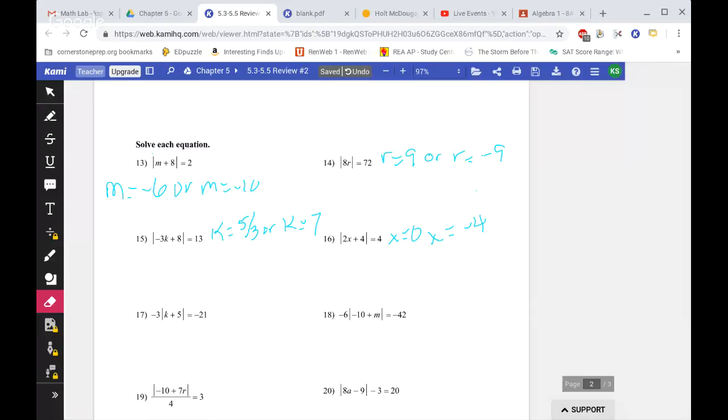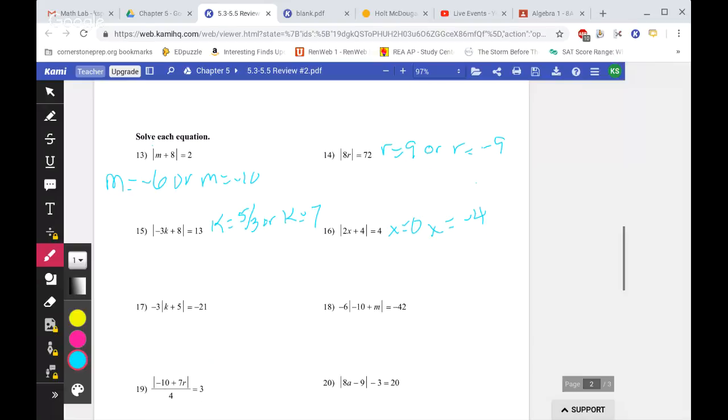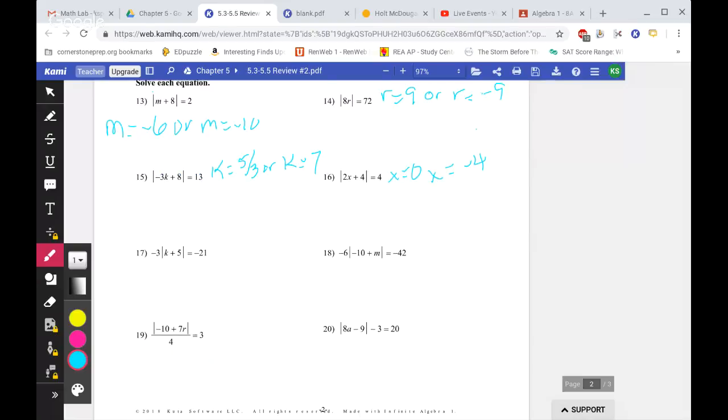All right. Number 17. Now this one, you'll notice that there is something outside the absolute value bars. So you've got to get it all by itself. Before you can start changing that number on the right to its plus or minus value, you have to get it all by itself.